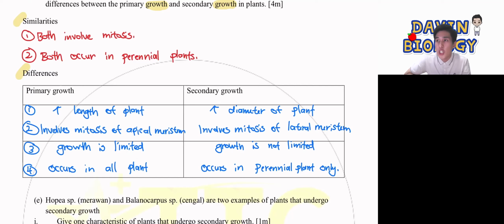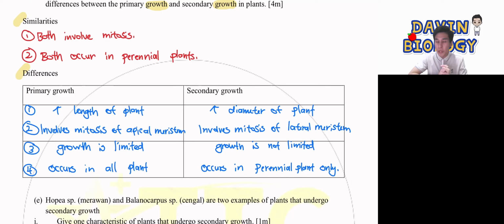And say herbaceous plant cannot. Herbaceous plants do not undergo secondary growth because by undergoing secondary growth, you form wood. So you become a woody plant. Herbaceous is the opposite of woody. So herbaceous plants won't undergo secondary growth.